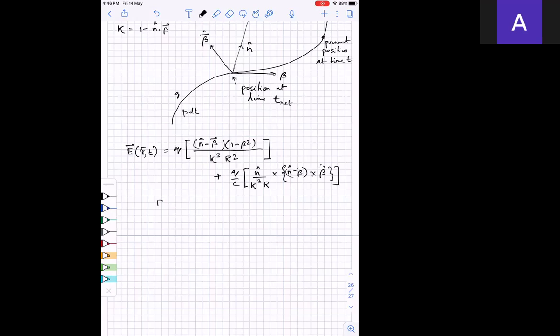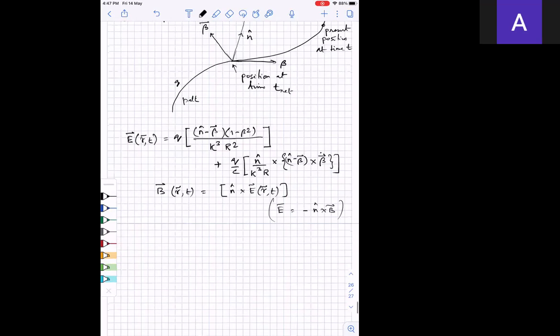Your magnetic field and electric field are perpendicular to each other, so the magnetic field is also perpendicular to the direction n cap. So B is basically n cap cross E. Similarly, if you have written the electric field, then this would be minus n cap cross E. So your B is perpendicular to E.